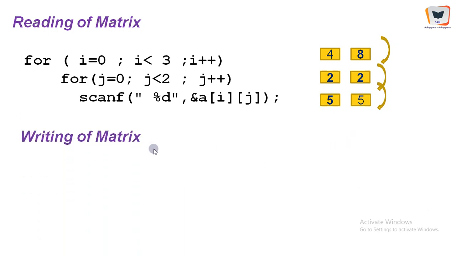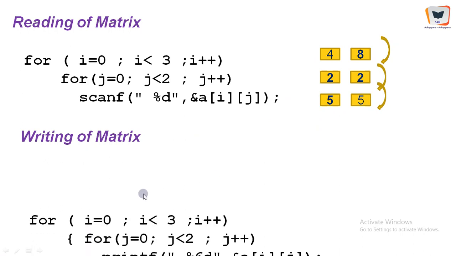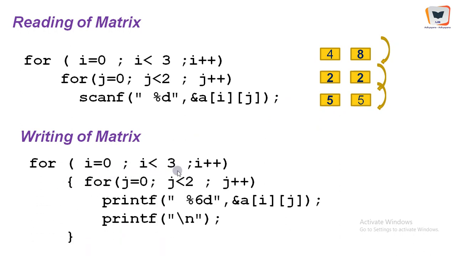And while we write a matrix, it cannot write automatically in the matrix form. We need to program for this. For i equal to 0, i less than 3, i plus plus. Anyway, every row should have a gap. Therefore, this is the block, this is the for loop.